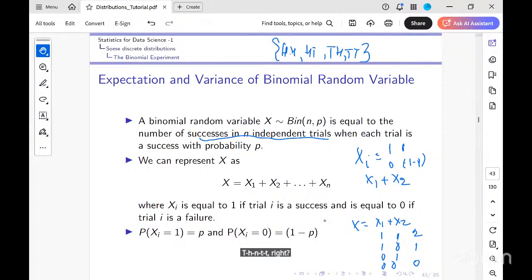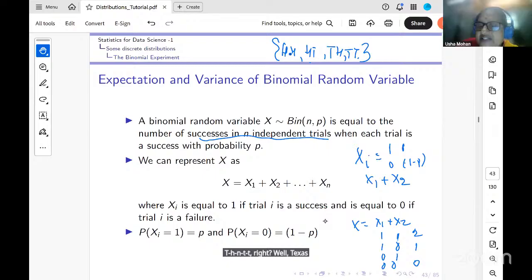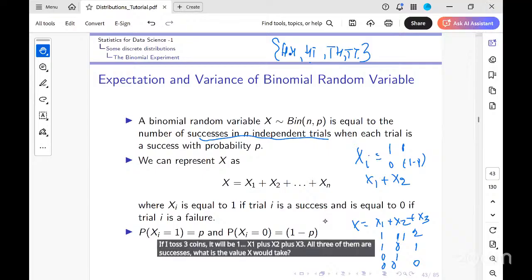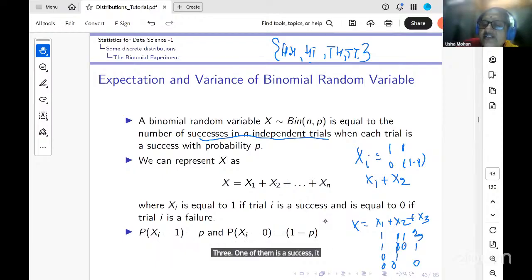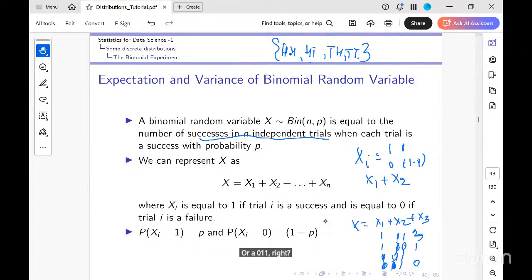Yes, ma'am. Both successes, both failures, one of them is a success. If I toss 3 coins, it will be x1 plus x2 plus x3. All 3 of them are successes. What is the value x would take? 3. One of them is a success. It could be either a 110 or a 101 or a 011, right? Agreed? And that value is 2.